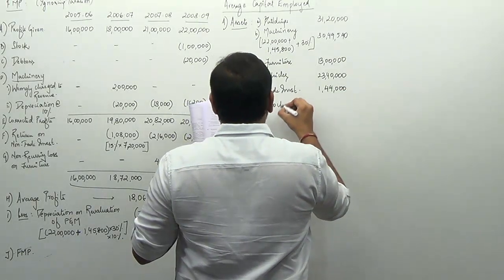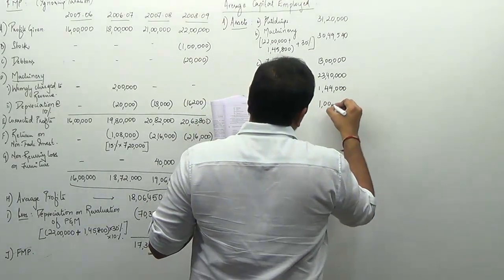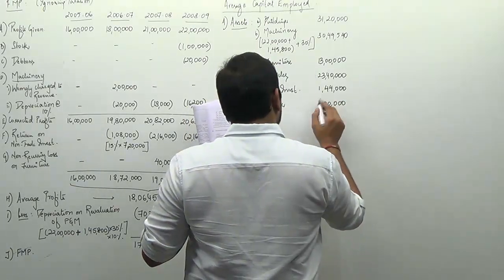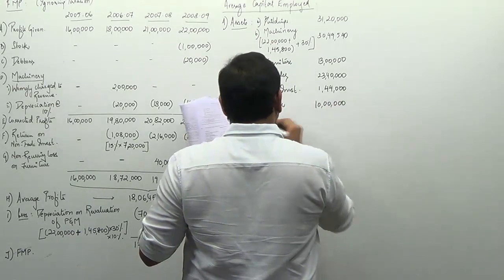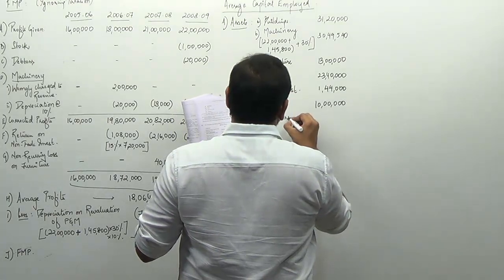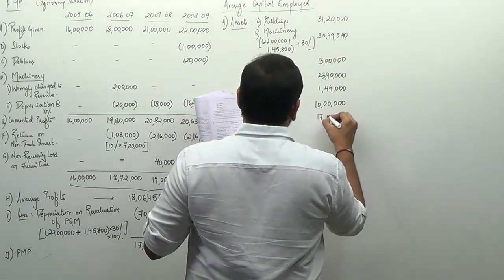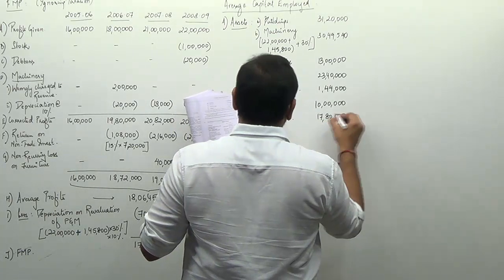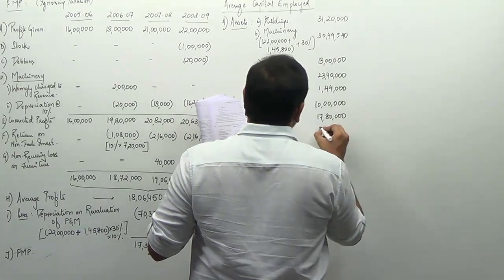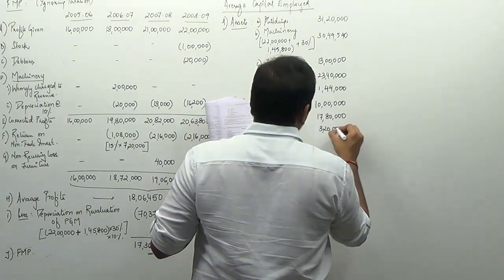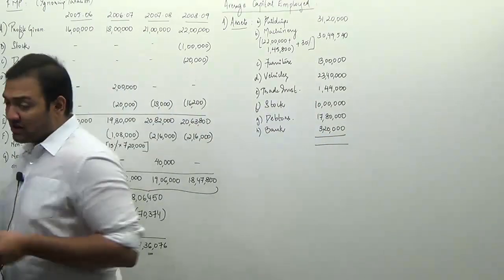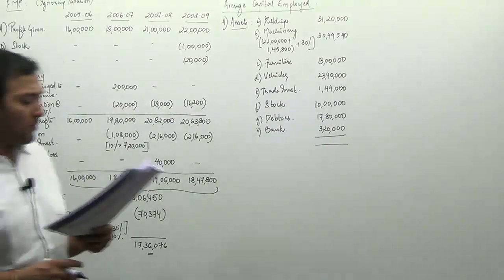Stock, we have reduced it by 1 lakh. It was upward revalued is what he said. Stock should be 10 lakhs. Debtors reduced by 20,000, 17,80,000. Bank balance does not have any change, 3,20,000. Preliminary expenses won't be considered, taken as its realizable value is zero.